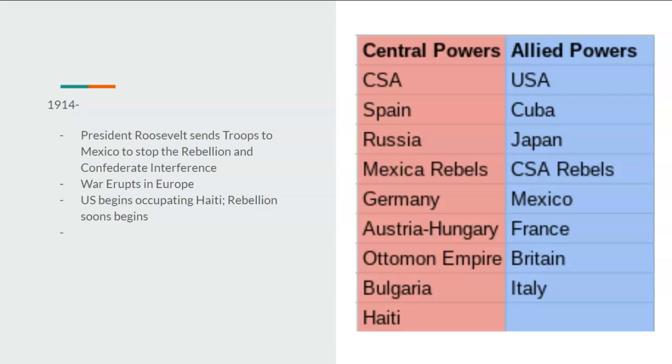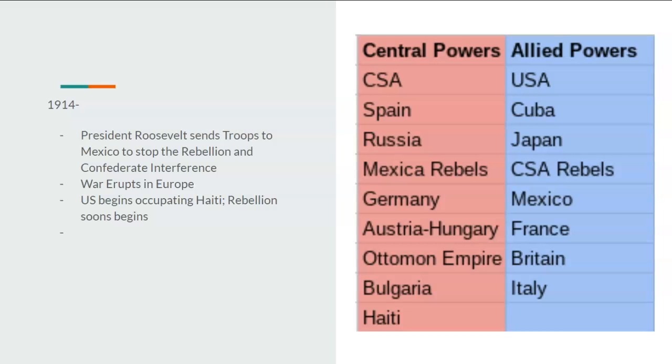And as you can see here for the Allied Powers and Central Powers, on the Central Powers side we have the Confederacy, Spain, Russia, the Mexican rebels, Germany, Austria-Hungary, the Ottoman Empire, Bulgaria, and Haiti. On the Allied Powers side, we have the U.S., Cuba, Japan, the African-American rebels, the slave rebellion, Mexico, France, Britain, and Italy.